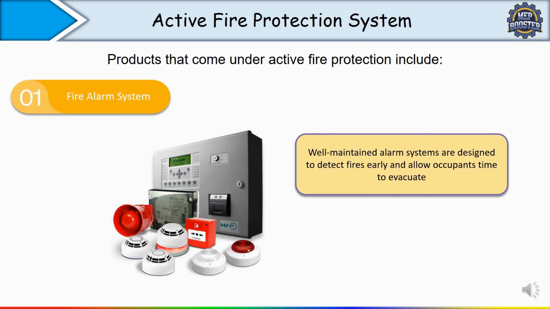Well maintained alarm systems are designed to detect fire early and allow occupants time to evacuate. So the main components of fire alarm system are what? Smoke detector, which senses smoke in the air. Second, heat detector, which detects changes in temperature. Third, flame detector, which detects visible flame or infrared radiation. Then we use an alarm panel, which is the central control unit that processes signals from detectors. Then we have notification devices also, like alarm bells and strobe lights, which come under the fire alarm system. Correct?